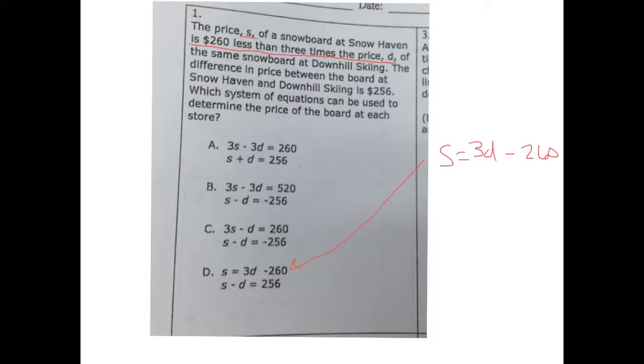Let's just keep looking. The next one is the difference in S and D is 256. So the difference in S and D is 256, and so there's your right answer. Sorry, I was thrown off by that. I was thinking that was a negative, but that should be a minus symbol right there. Okay. Alright, next one.